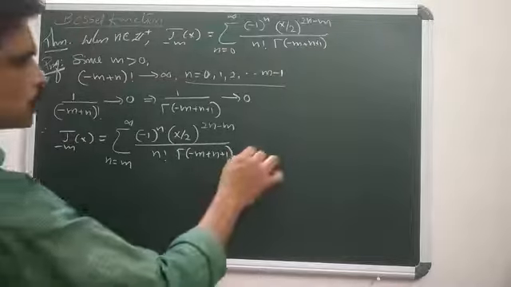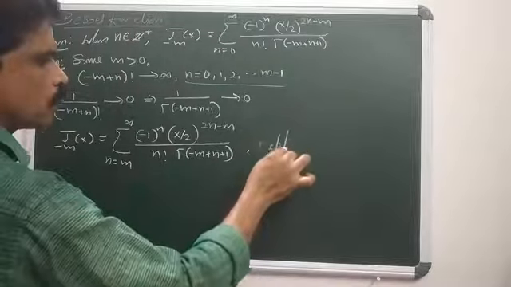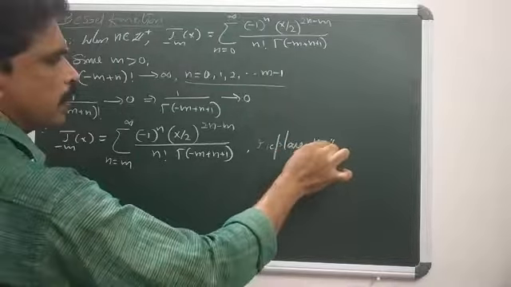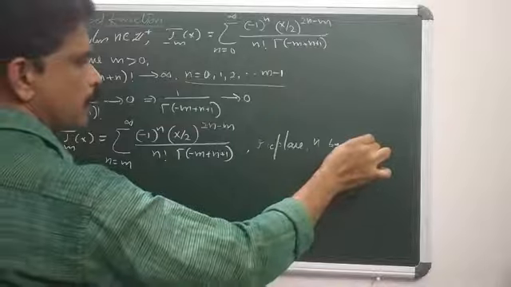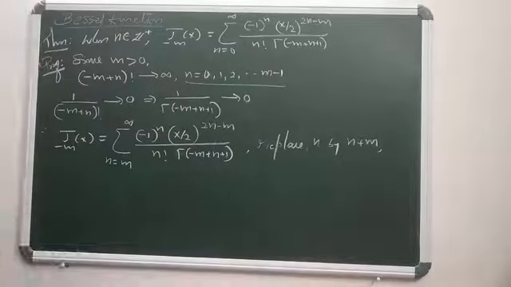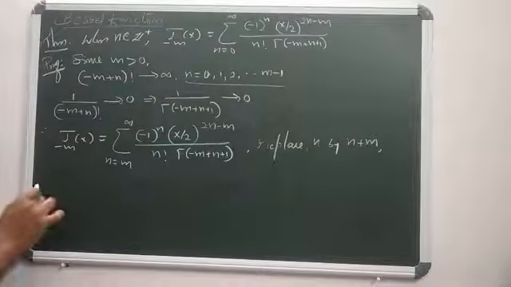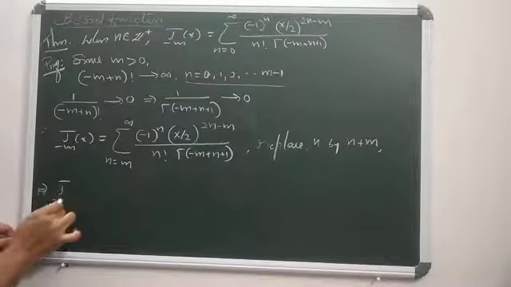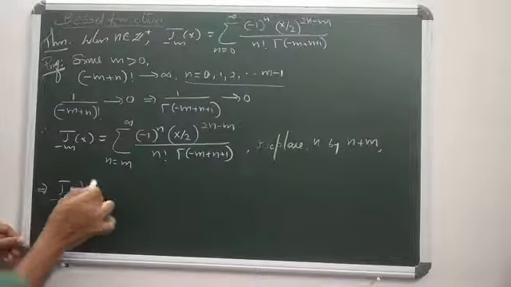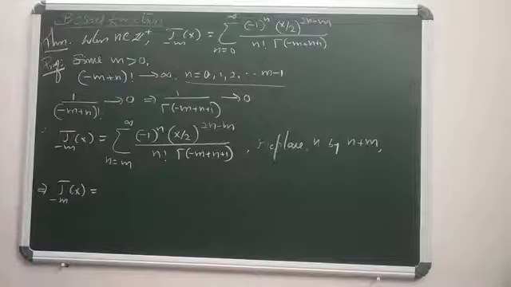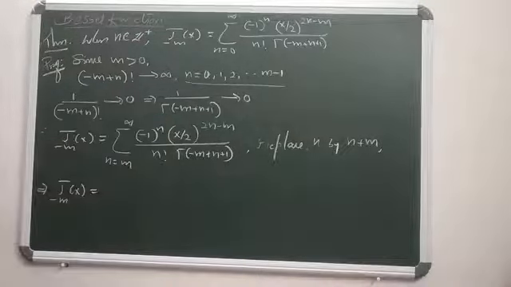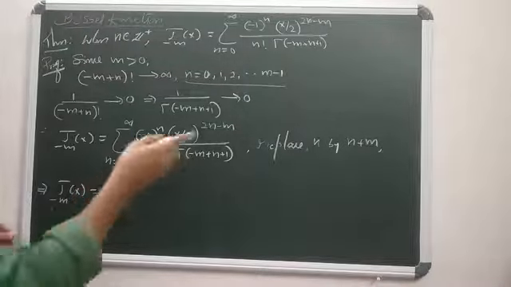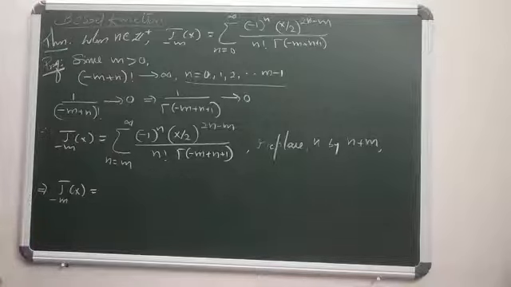You can replace n by n plus m. So this becomes J minus m of x. If you replace n by n plus m, there is no change in this infinite sum. Why? Because the sum is infinite, so there is no change. So you can replace this n by n plus m.